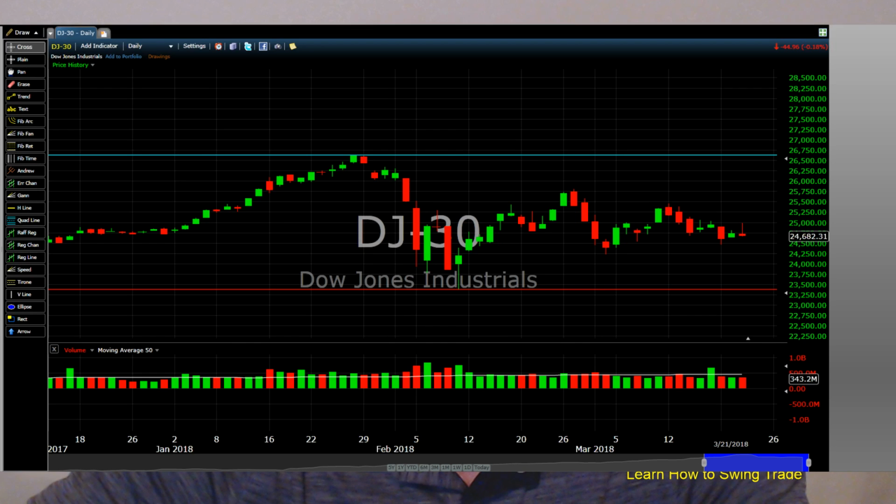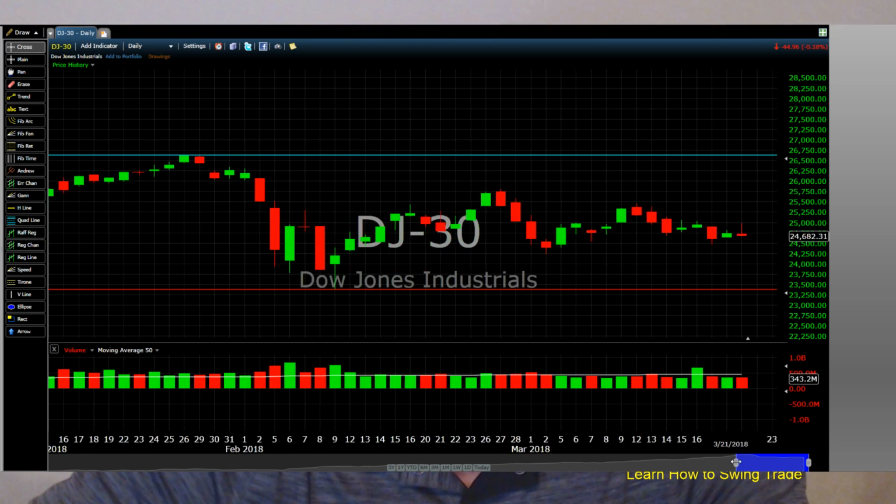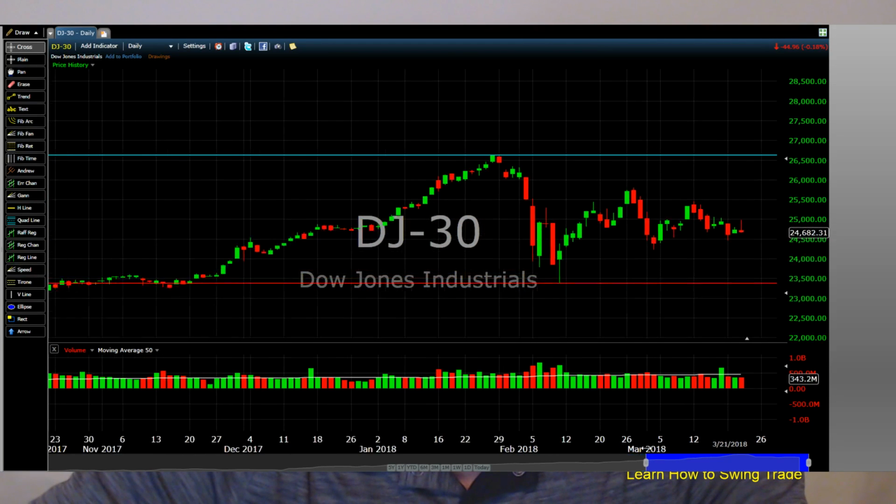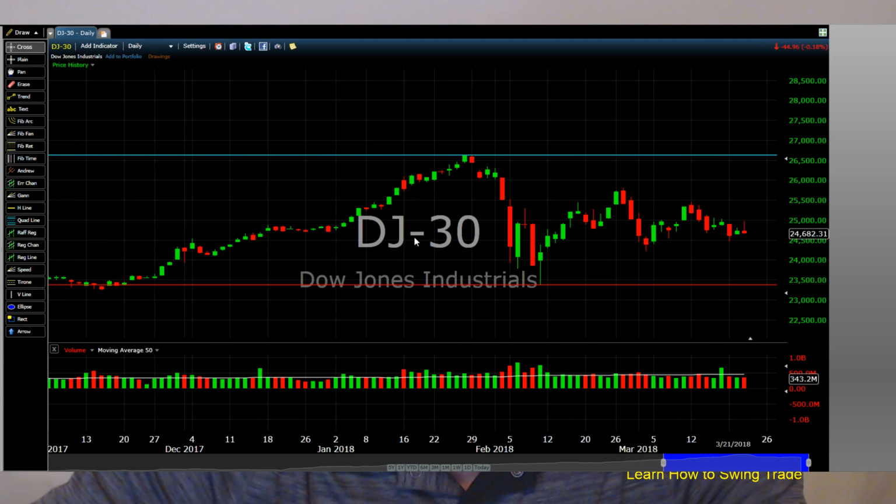Okay. In this chart, you see what we call here Dow Jones, which is DJ-30. So this is if you are using my chart. Now, what does it mean, DJ-30? It means these are 30 stocks and the biggest companies in the USA. They are also called blue chips. And this is the price, $24,682.31.